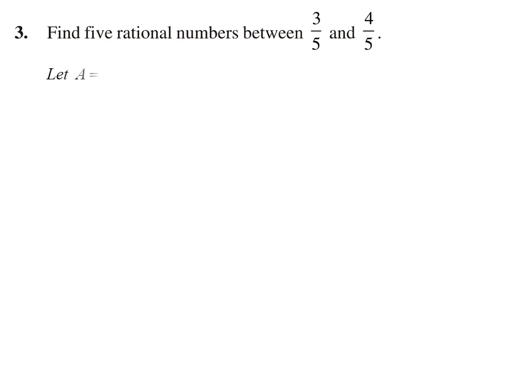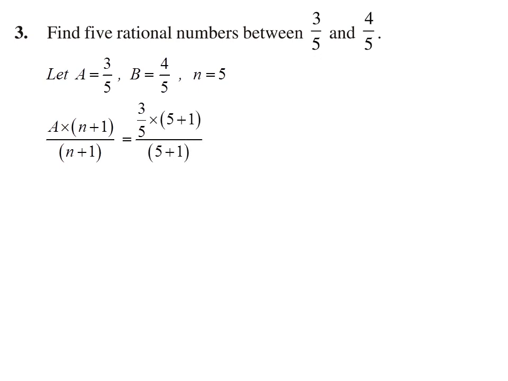Now the third question is: find 5 rational numbers between 3 by 5 and 4 by 5. Again, let a equal 3 by 5, b equal 4 by 5 and n equal 5, the total numbers we have to find between these two numbers. My first step will be a into (n plus 1) by (n plus 1). So it becomes 3 by 5 into (5 plus 1) by (5 plus 1), which equals 3 by 5 into 6 by 6. My final simplification will be 18 by 30. We do not have to simplify it, just keep it as it is.